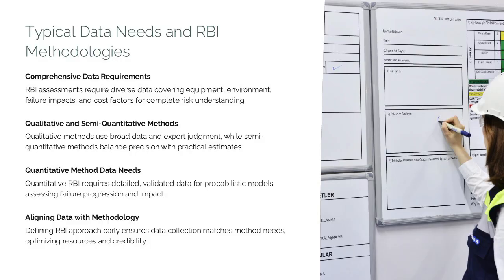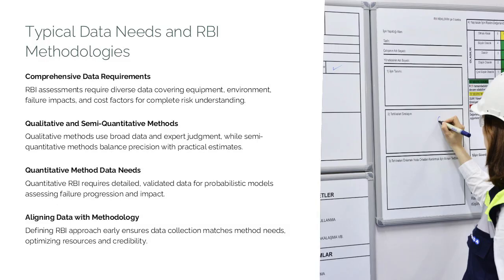RBI assessments require a broad range of data that collectively describe the equipment, its operating environment, and the potential impacts of failure. Typical data needs include equipment type, materials of construction, inspection and maintenance history, operating conditions, process fluid compositions, damage mechanisms, corrosion rates, safety and detection systems, and cost-related information such as business interruption, equipment replacement, and environmental remediation costs. Each data category contributes to building a comprehensive understanding of risk from both technical and business perspectives.